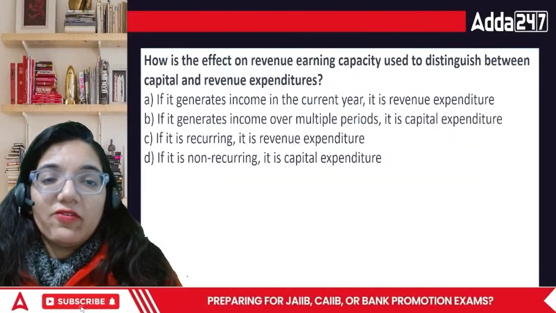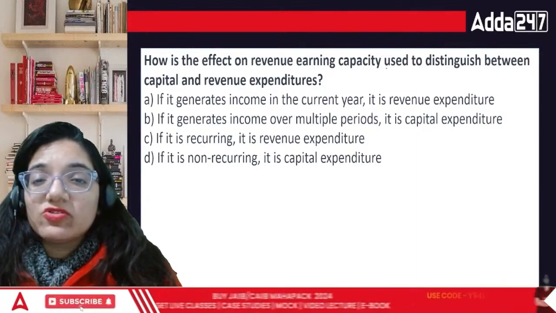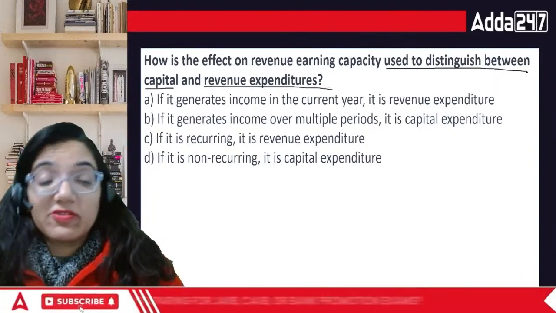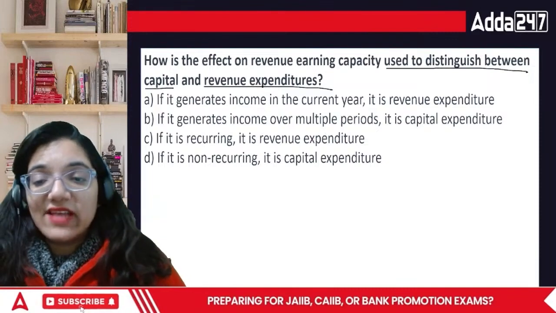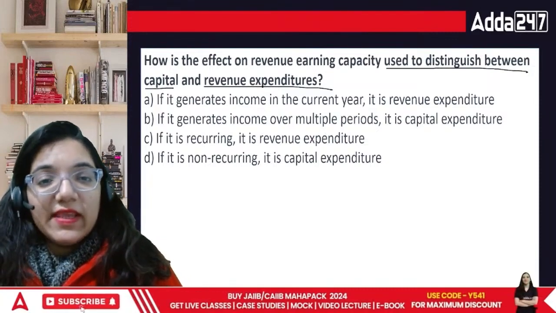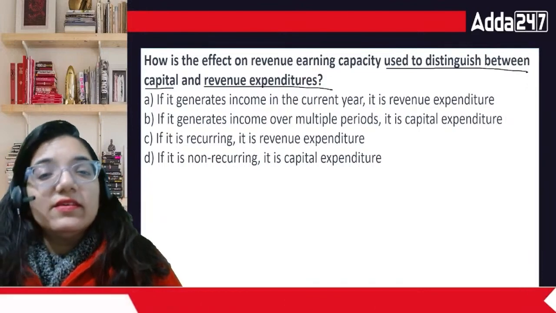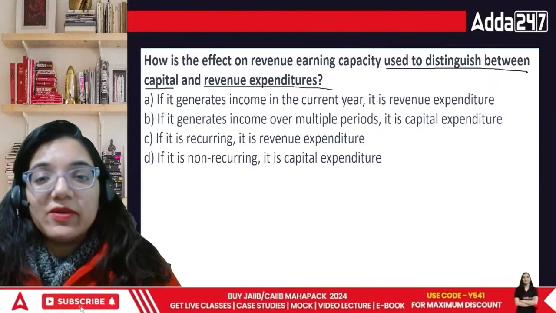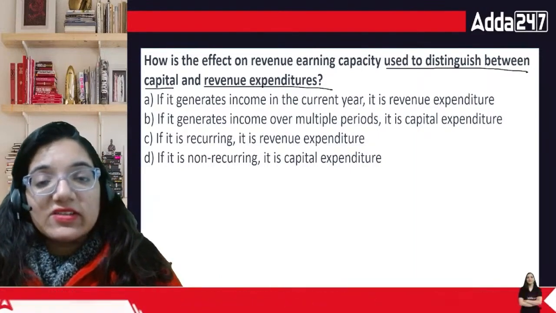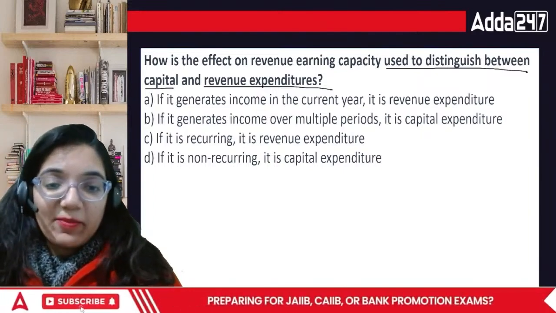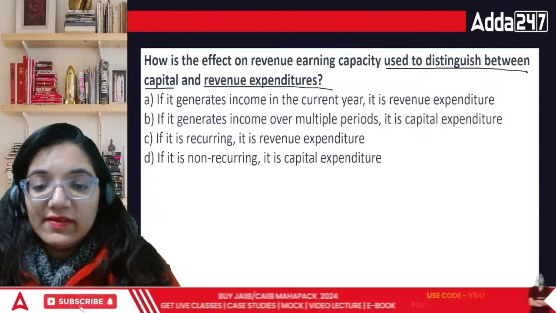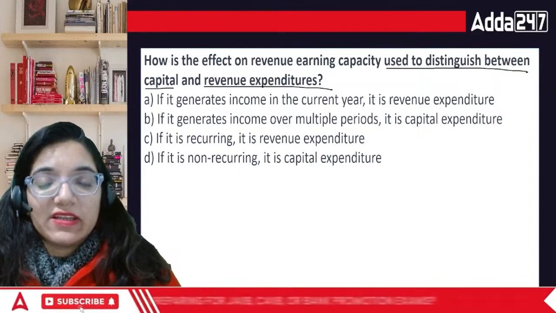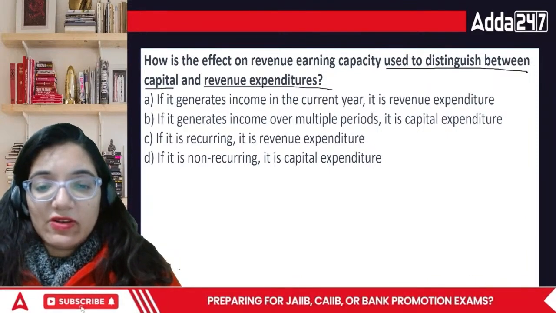How is the effect of a revenue earning capacity used to distinguish between capital and revenue expenditure? We talked about this particular question in the very beginning itself. How does this happen, everyone? If it generates income in the current year, it is revenue expenditure. If it generates income over multiple periods, it is capital expenditure. If it is recurring, it is revenue, and if it is non-recurring, it is capital expenditure. What would be the answer, everyone? See, capital expenditure will increase your revenue earning capacity, while the other one will not.